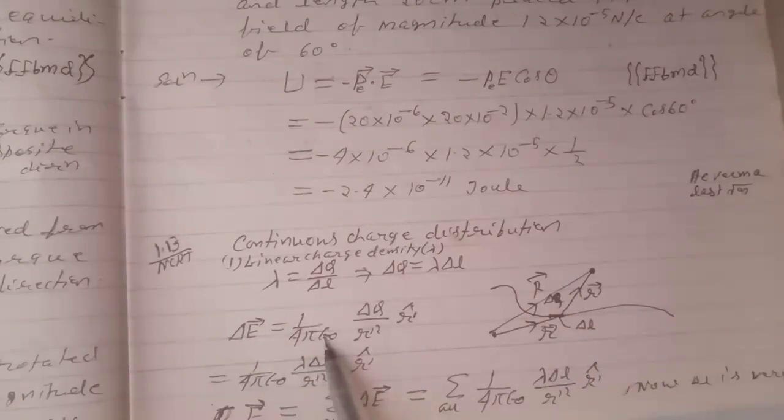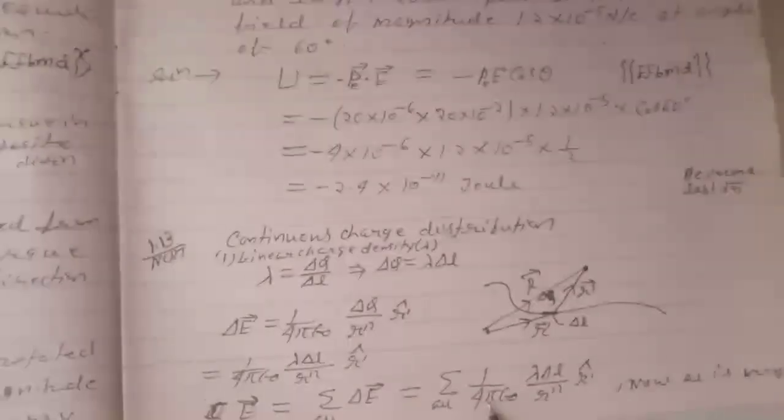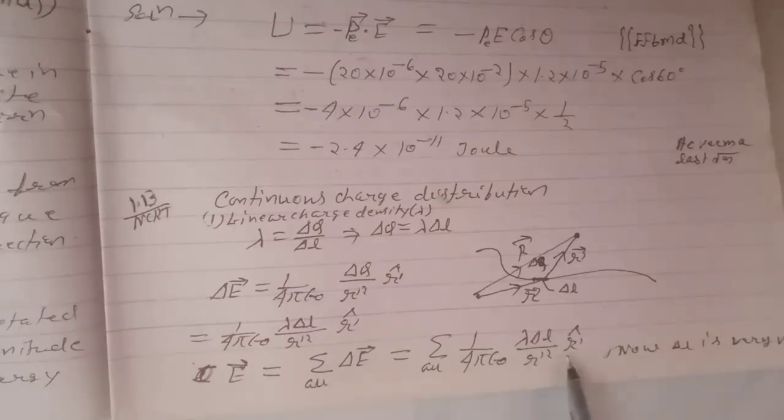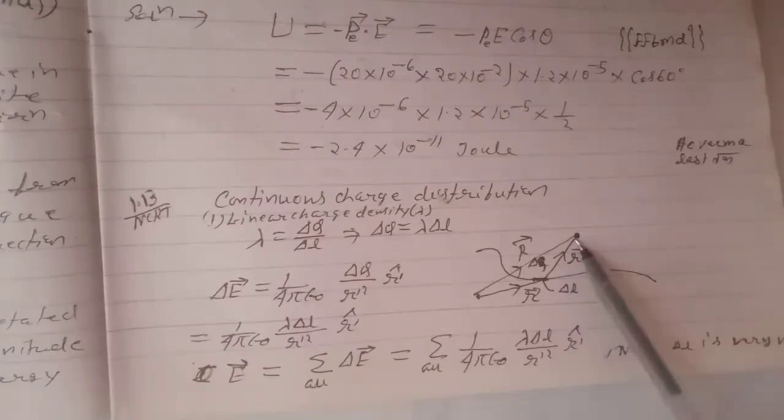dE vector equal to 1 by 4 pi epsilon naught delta q by r dash square into r dash cap, or 1 by 4 pi epsilon naught lambda delta L by r dash square into r dash cap. So E vector will be the sum of all delta E vector, sum of 1 by 4 pi epsilon naught lambda delta L by r dash square into r dash cap, where r dash is the distance of the point from the elemental charge.